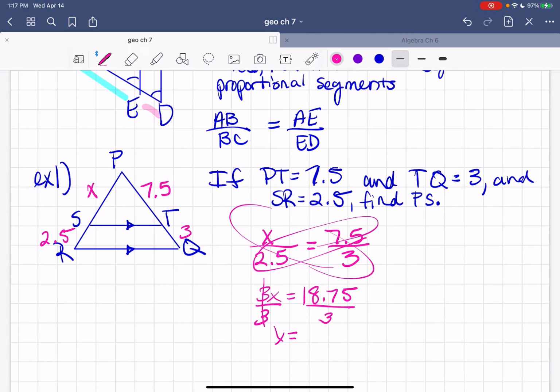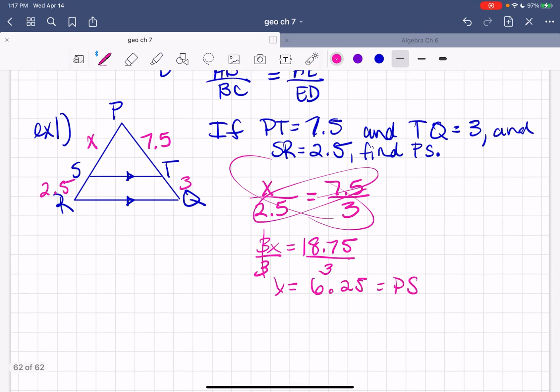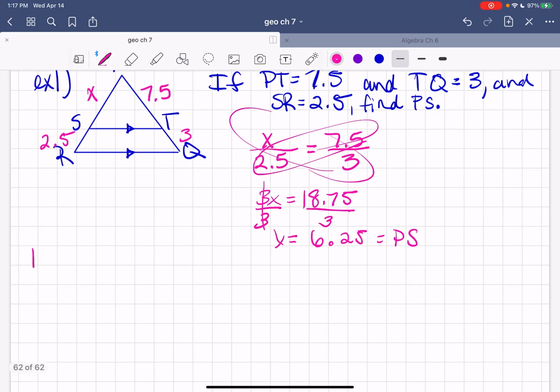And X would be 6.25. So that means that PS would be 6.25. And that's all. Okay. So I will let you do a try problem, or I'll give you one.